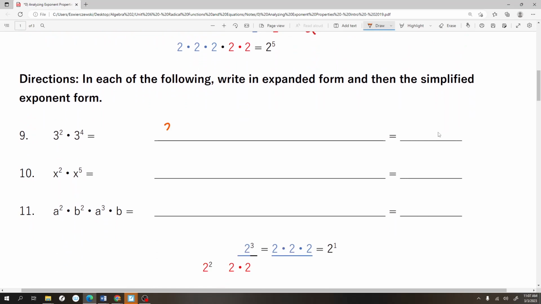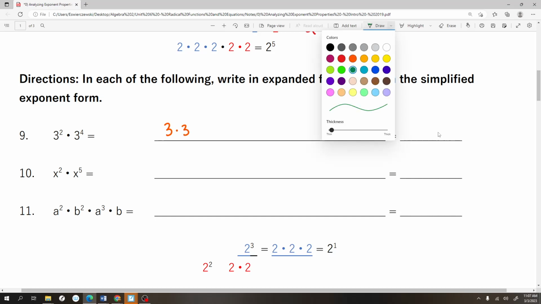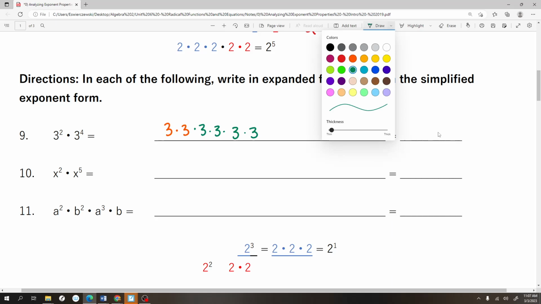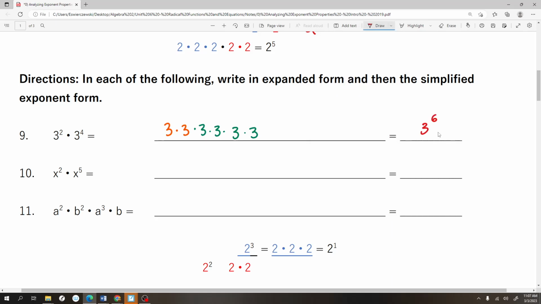So 3 squared, 3 times 3. Then 3 to the 4th, so times 3 times 3 times 3 times 3. How many 3's are there multiplying? 1, 2, 3, 4, 5, 6. 3 to the 6th.